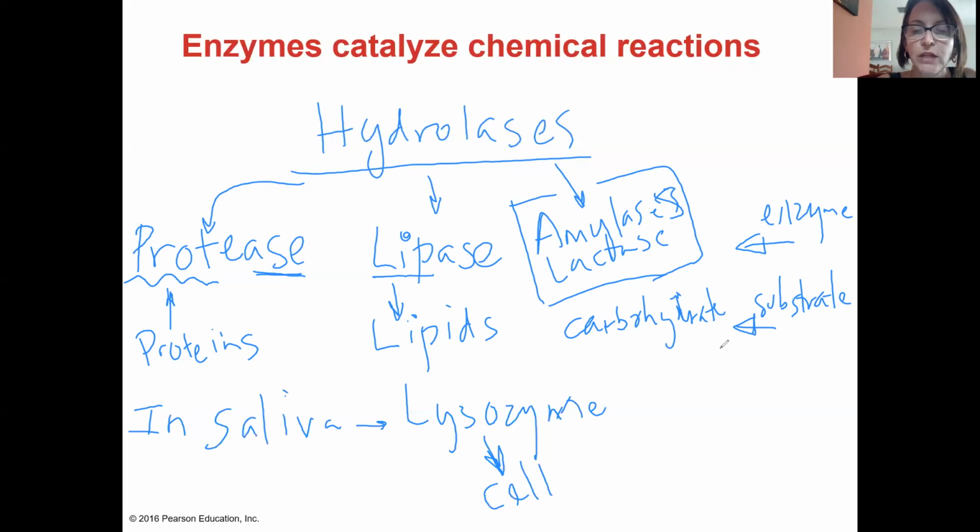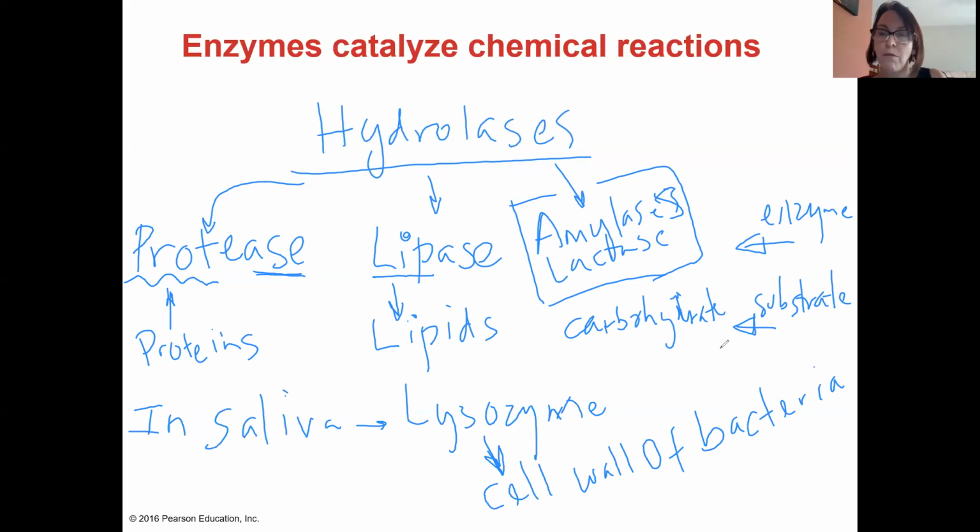So it destroys the cell wall of bacteria. It breaks down chemical bonds in the cell wall of bacteria. And this will be also like a first level of defense against bacteria from foods.